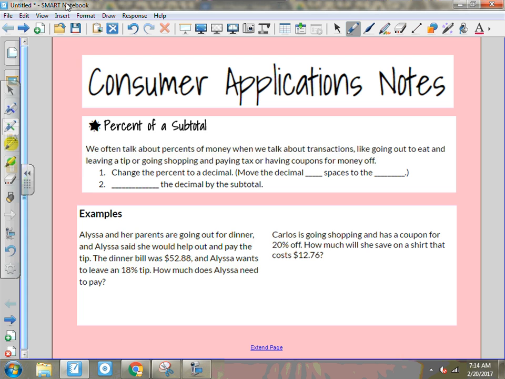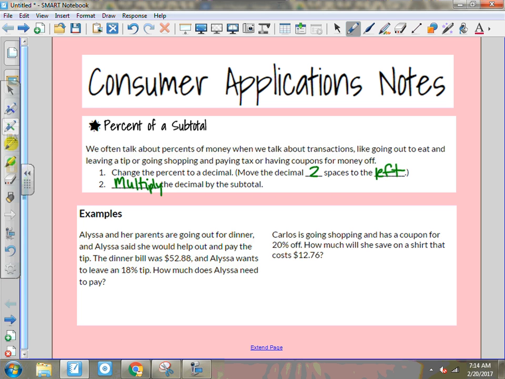So the steps that we do that, there's two steps. First, you need to change the percent to a decimal, which we know. That means that you move the decimal 2 spaces to the left. And then the second step is that we multiply the decimal by the subtotal. So we're going to do 2 examples.